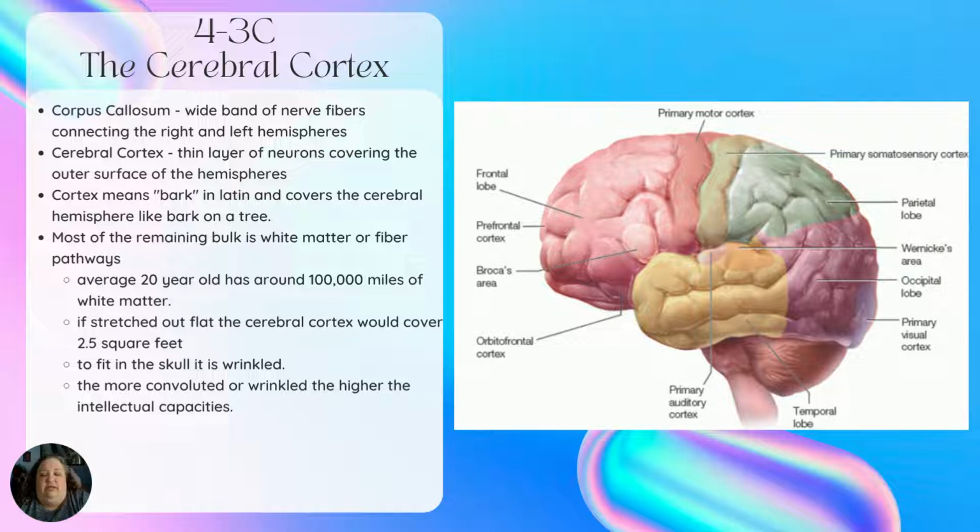The rest of the brain is white matter, or fiber pathways. The average 20-year-old has about 100,000 miles of white matter. If stretched out flat, the cerebral cortex would be about 2.5 square feet. To fit in the skull, basically, it is convoluted or wrinkled. The more wrinkles, the higher your intellectual capacity. So in this instance, being wrinkly is a good thing.